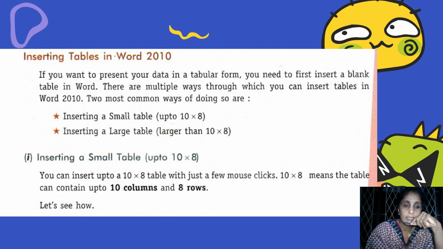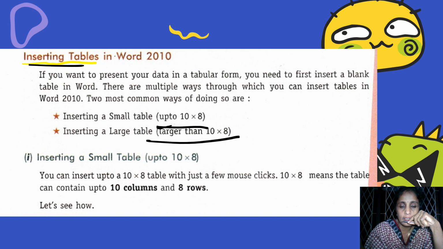Now, let us learn how to insert tables in Word. There are different methods to insert a table in Word. Let us learn how to insert a small table, that means up to 10 columns and 8 rows. After that, we can learn inserting a large table, that is larger than 10 columns and 8 rows.